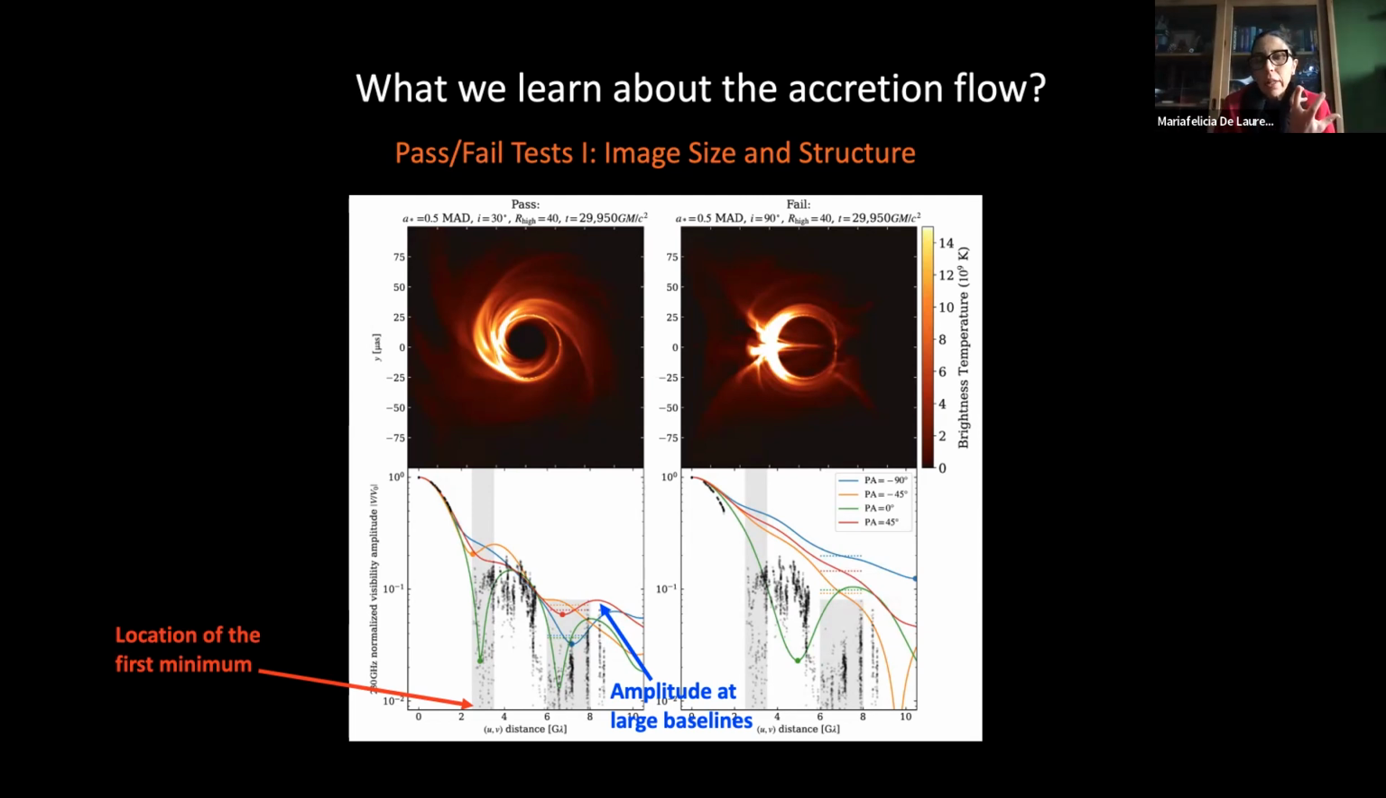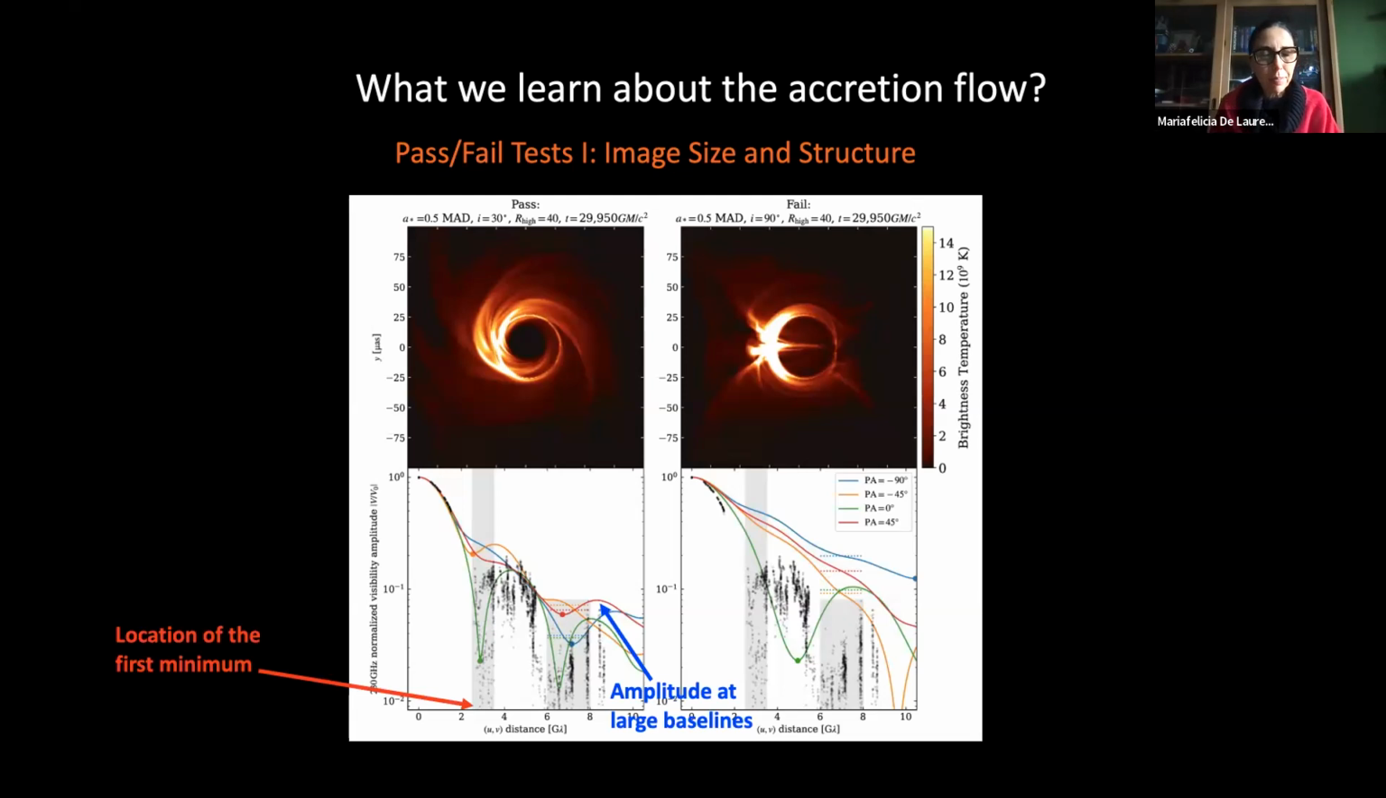The first thing that we ask ourselves is, are we getting the right image size given the mass and the spin, or are we missing something in terms of symmetry or in the image size? And how are we able to see this? Through this simulation, and by comparing this simulation with data.